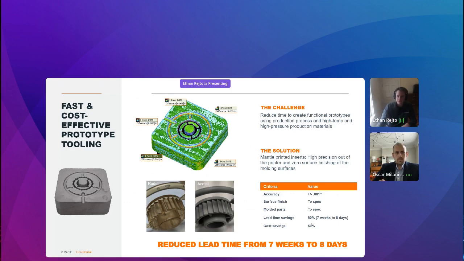You can see lead time for them, 80% lead time reduction. It would have taken them 7 weeks to source this tool traditionally, and they're able to make it in-house in just 8 days. Cost savings, 50% cost savings as well.